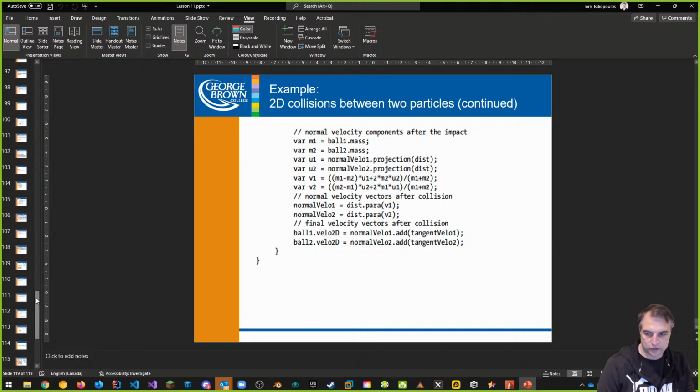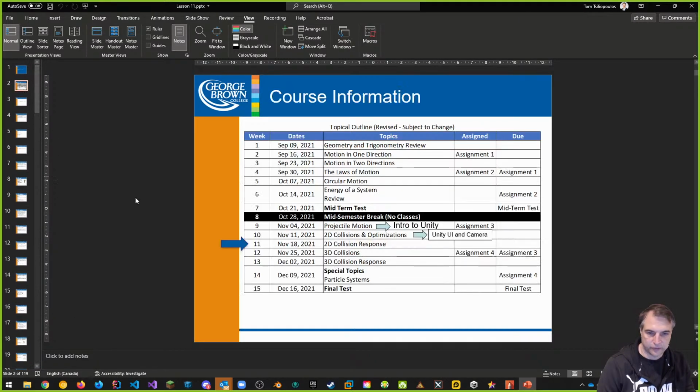And that's why I couldn't do a Unity tech demo today, because there's so much theory to cover in this one. 3D collision response is building on what we talked about today. So again, assignment 3 is due next week, but you'll have enough from Joss's lab for you to complete assignment 3. Yeah, it's a lot to cover, for sure.